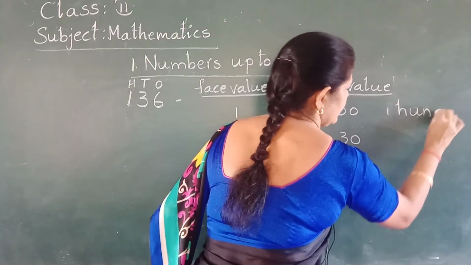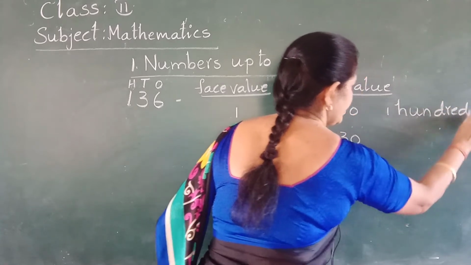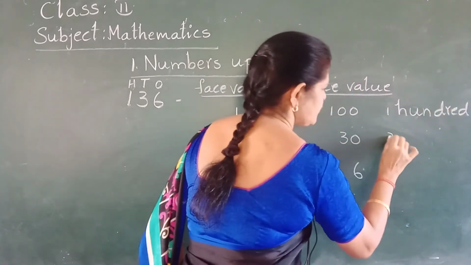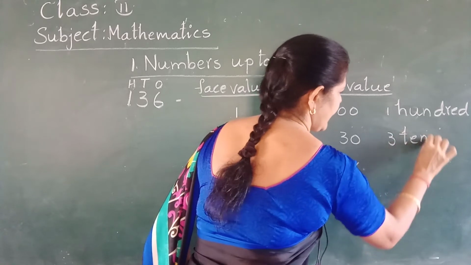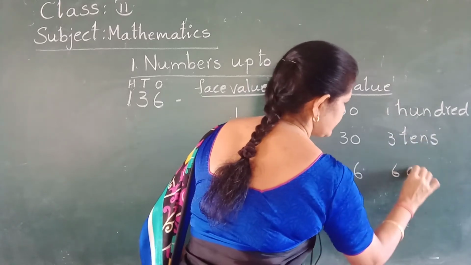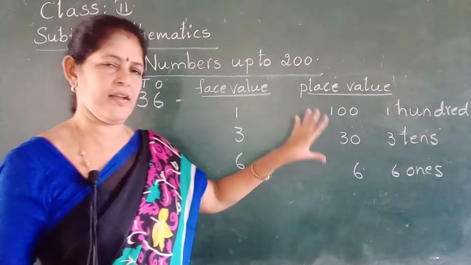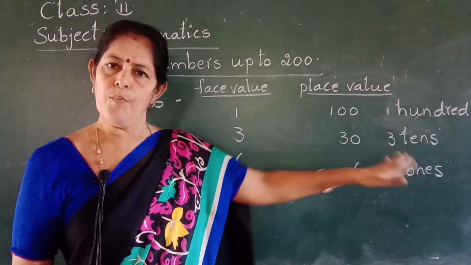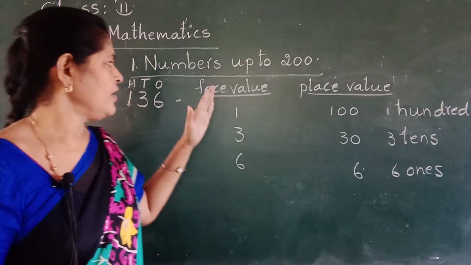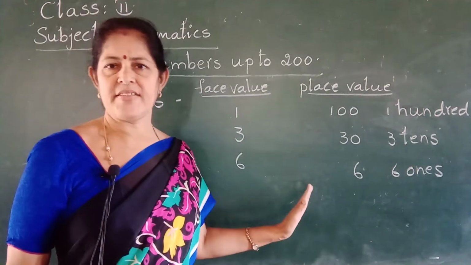The place value of 1 is 100. The place value of 3 is 3 tens. The place value of 6 is 6 ones. You have to practice either in number or in words. Both are correct. This is called face value and place value.